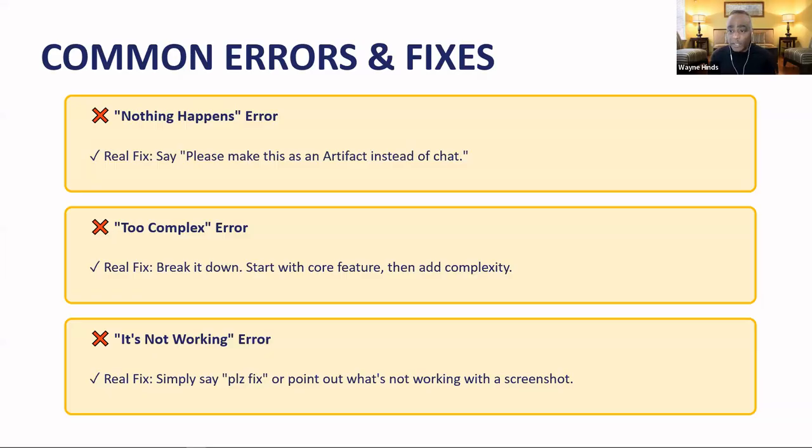Right, as an example, if it comes back and says it's too complex, then the real fix is to break it down. Then talk to it, break it down. Start with the core feature and then add complexity slowly. Or another thing you may run into is it says, oh, it's not working, and that might be an error that comes back. Again, simply say please fix, or find a workaround.